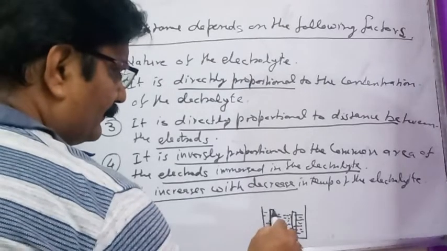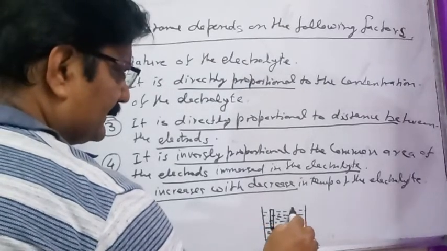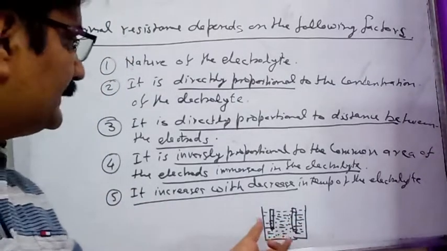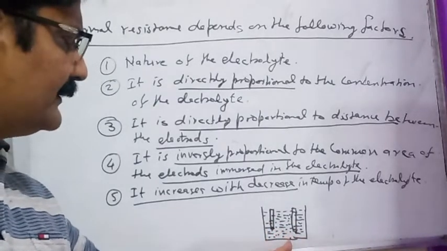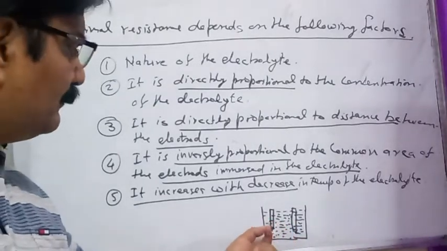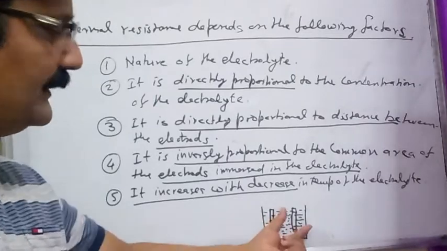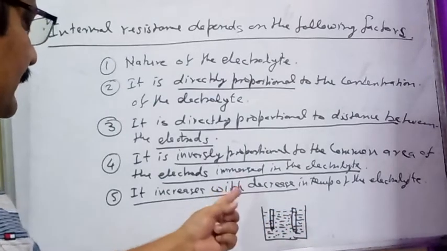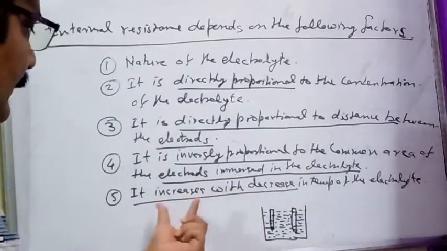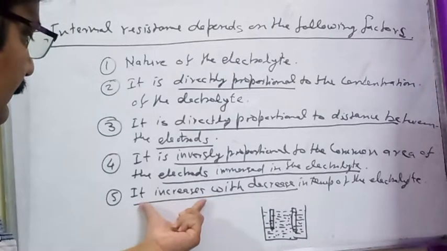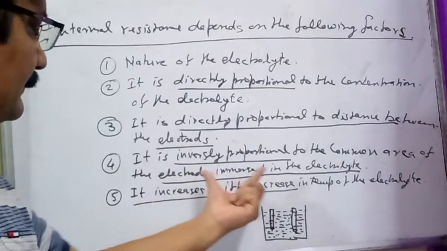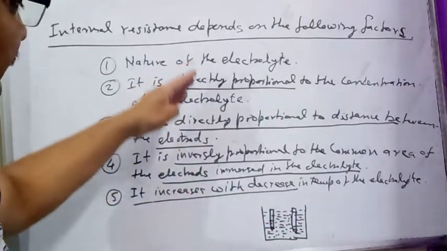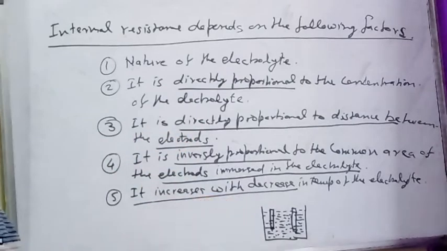As we know, the mobility of the ions increases in electrolyte due to increase in temperature. If temperature of the electrolyte is more, the ions are mobile. They can move easily in the electrolyte, so that their mobility decreases the internal resistance. So increase in temperature decreases the internal resistance of the cell. So these are the 5 factors which decide the internal resistance of a cell.